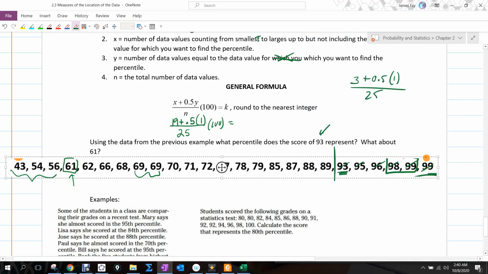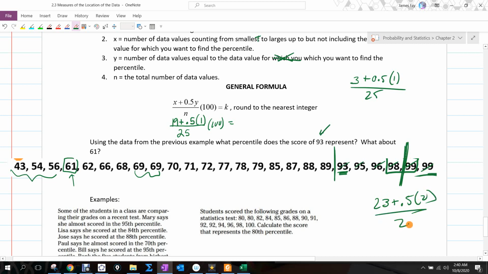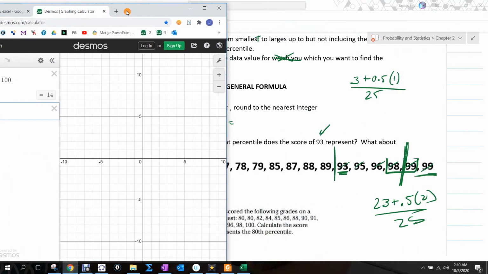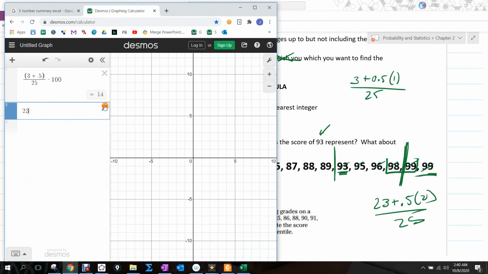Let's just do the 99 right here. Let's see what that kind of tells us. So 99, so up to, but not including 99, there would be 23 plus 0.5 times 2, all over 25. Now it's plus 0.5 times 2. We get 96. Okay. So I would be in the 96th percentile if I scored a 99.